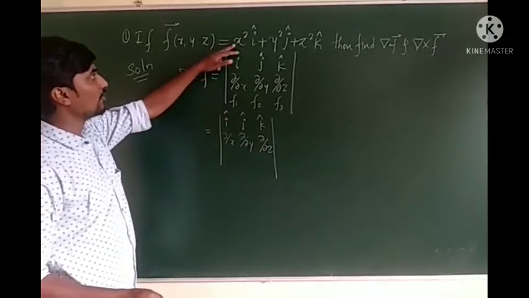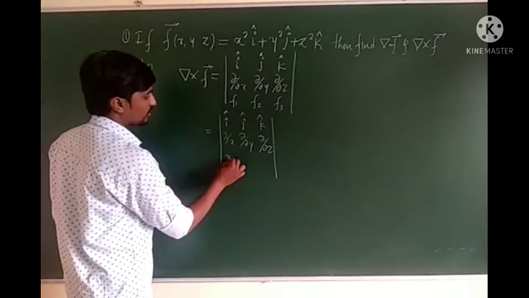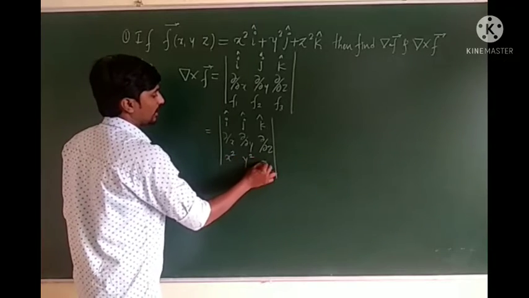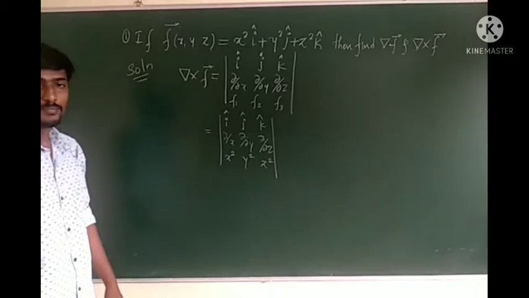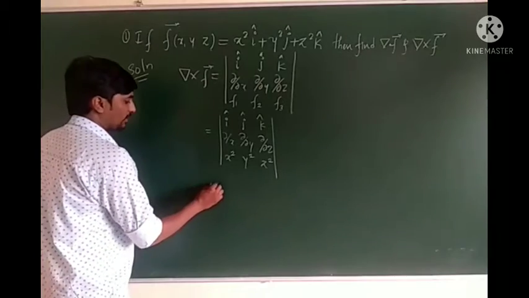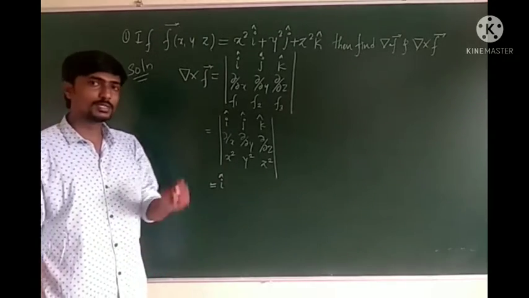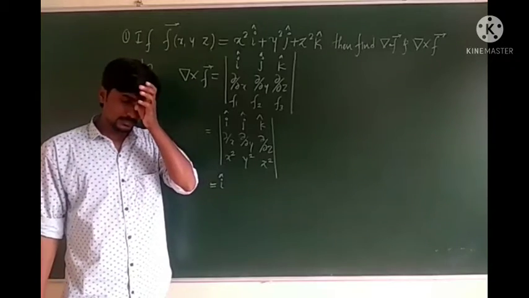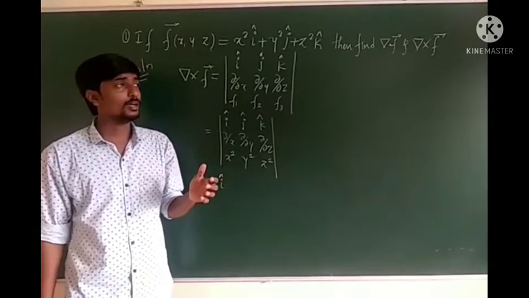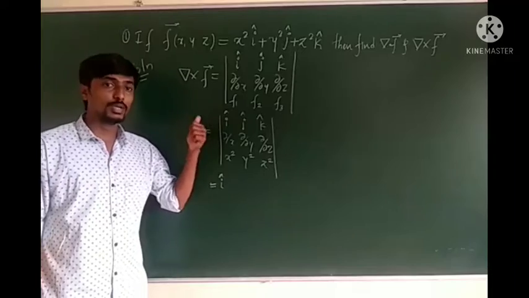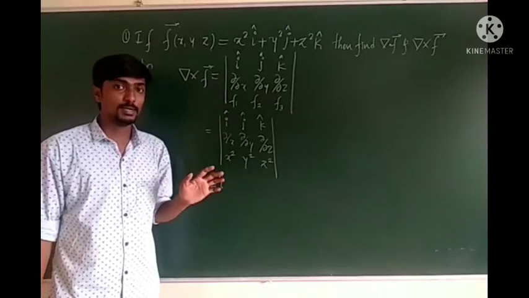Now put the value of f1. So f1 means x square, f2 is y square, and we have z square here. Now expand the determinant. I hope you know how to expand the determinant. If you don't know, please comment on the video. You can get a video link on how to expand the determinant here.